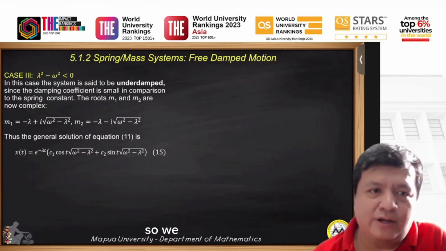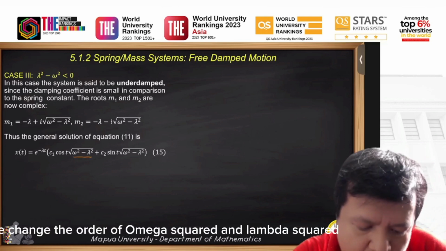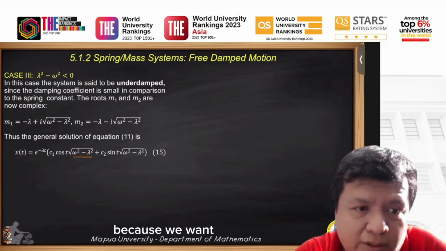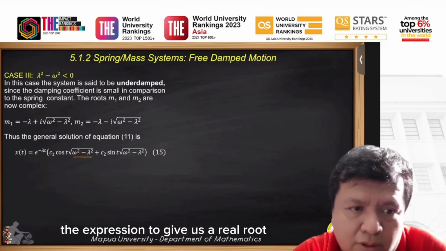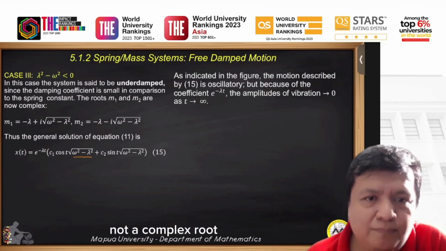So we change the order of omega squared and lambda squared because we want the expression to give us a real root, not a complex root.